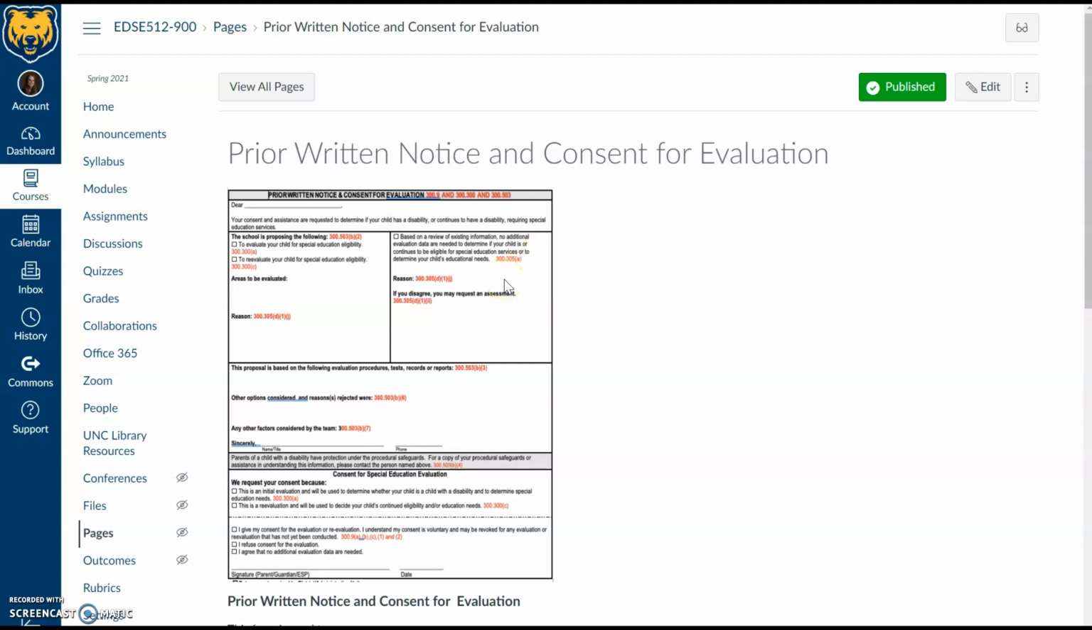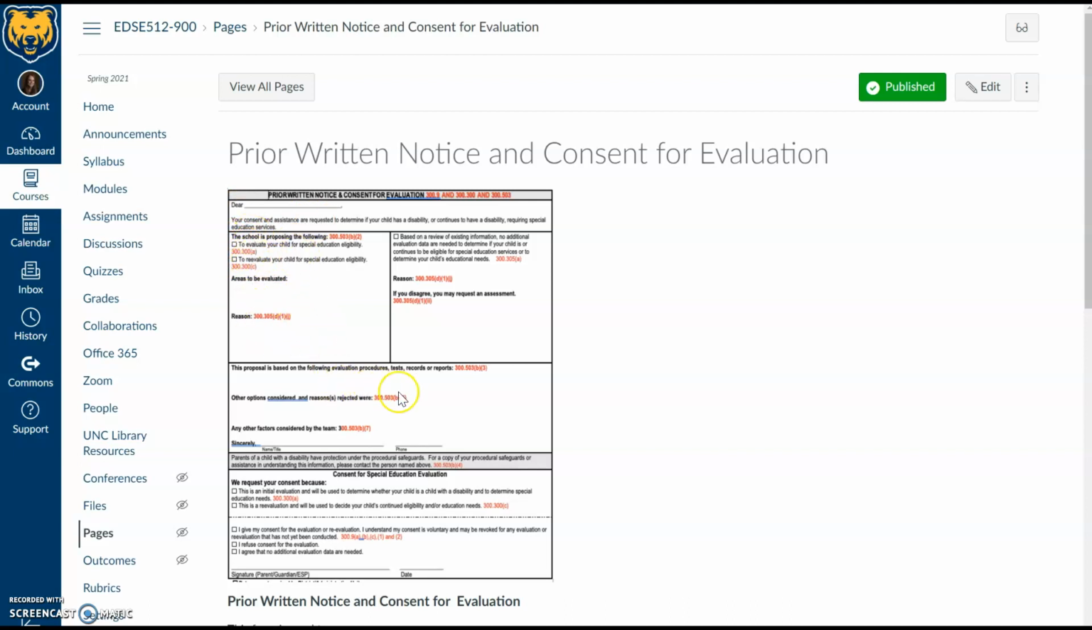So here's a form. This is the prior written notice and consent for the evaluation, and this is what it will look like. The school is proposing to either evaluate or reevaluate, listing the areas, again, be as comprehensive as possible, and the reasons. What have we tried that hasn't worked, and what are we looking at for eligibility and considering potential for special education services. This right side here would say we are not evaluating, but for the purposes of this course, we would be going with the left side.